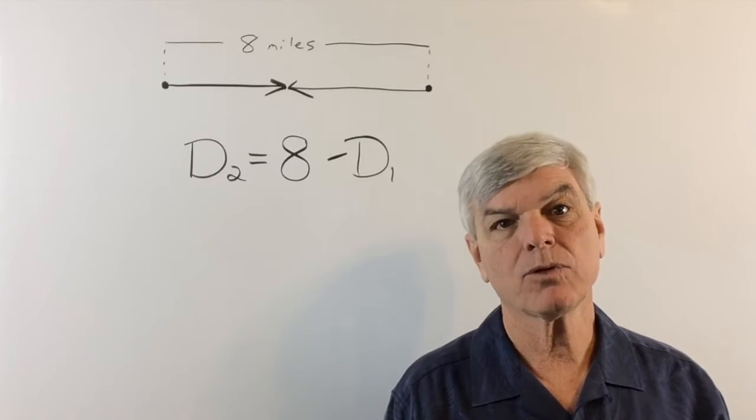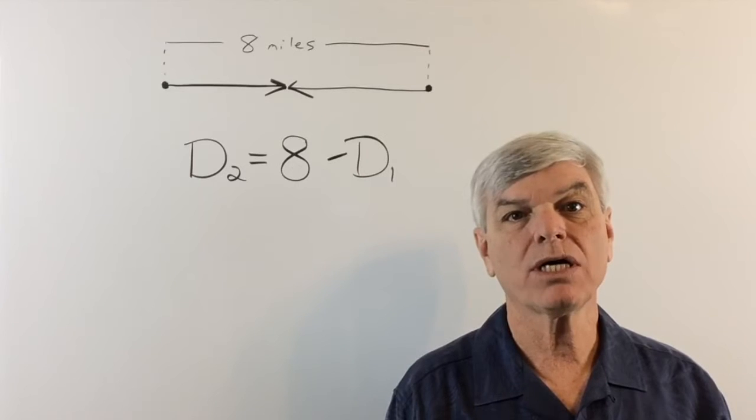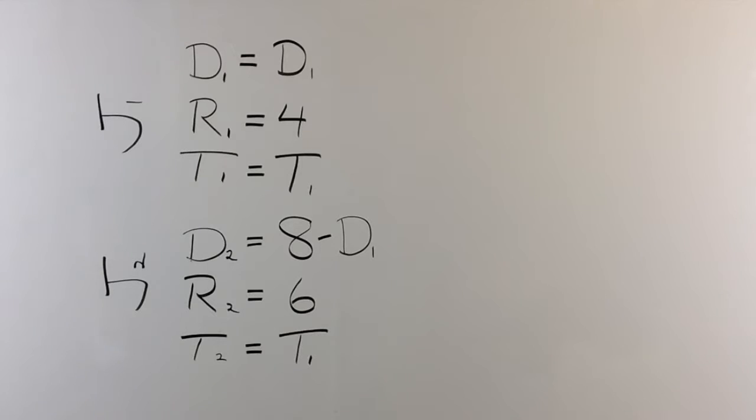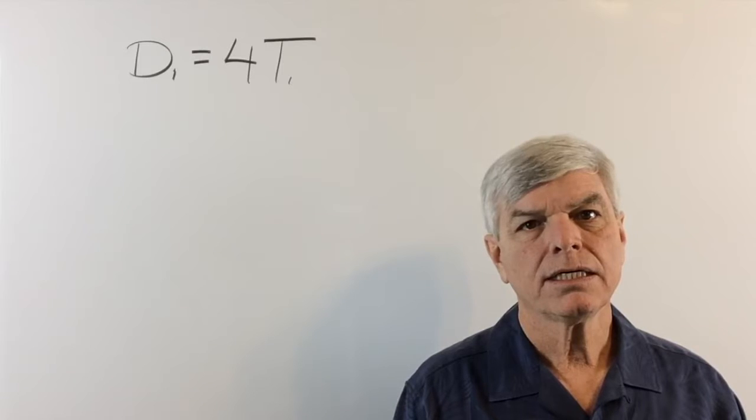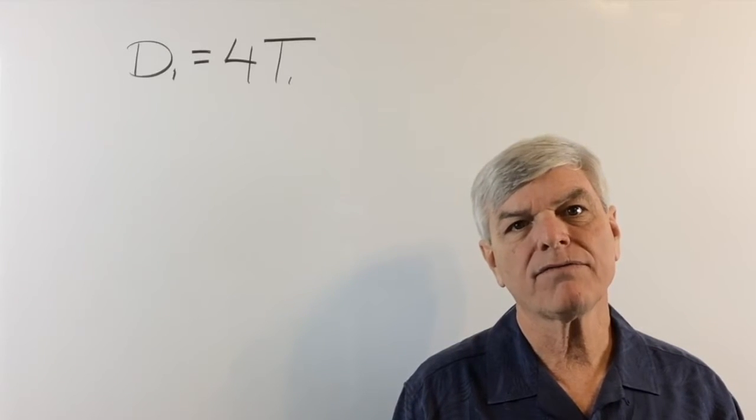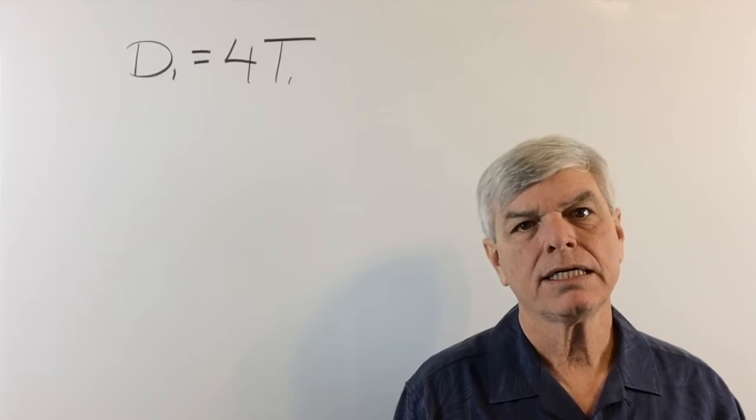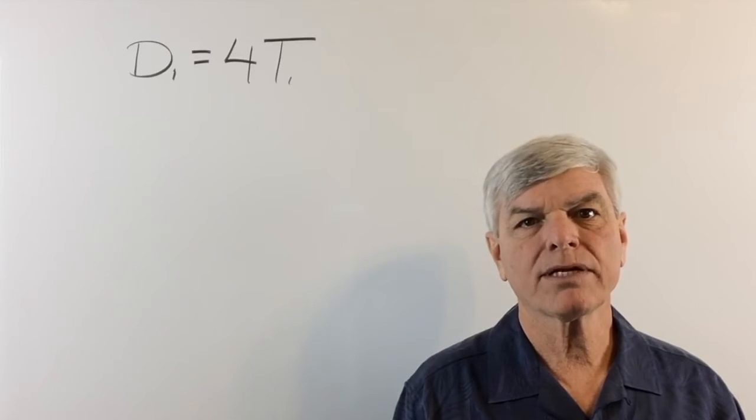The first formula will be D1 equals R1 times T1. And I think it's pretty simple to see that if D equals R times T, then D1, looking at jogger 1 now, D1 equals 4 times T1. Let's write that on the board. Just like that, and so we have a formula for jogger number 1. Now let's put together a formula for jogger number 2.